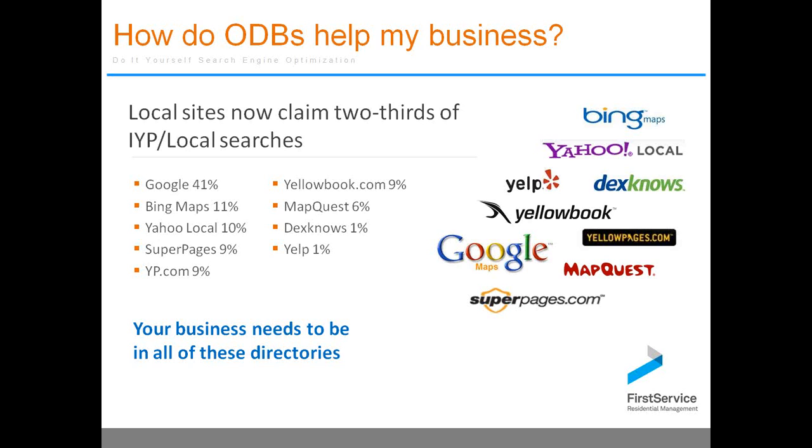A couple more interesting facts. Local sites now claim 2/3 of Internet Yellow Pages or local searches. This is kind of the breakdown of the localized searches for the online business directories and who has the market share of searches. So as you can see, Google at 41%, Bing Maps, Yahoo Local, of course, the three big ones, but also Superpages, YellowPages.com, Yellowbook, MapQuest, DexKnows, Yelp. Those make up, I think it's 97%, but the rest are fractional. But those are pretty much the top dogs.